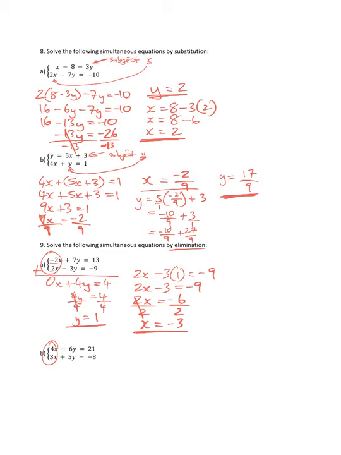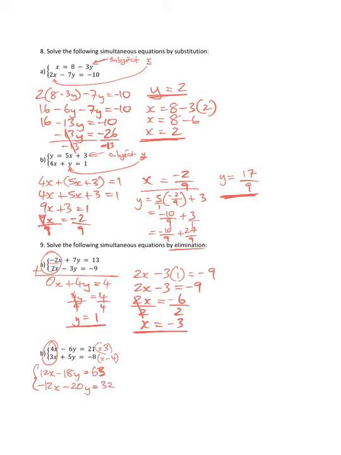So how am I going to do that? How am I going to get them both to 12 and have opposite signs? I'm going to times the top one by 3. I'm going to times the bottom one by negative 4. So the top one times by 3. The equation is going to look like 12x negative 18y is equal to 63. The bottom equation is going to be negative 12x negative 20y is equal to negative 4 times negative 8 is 32.